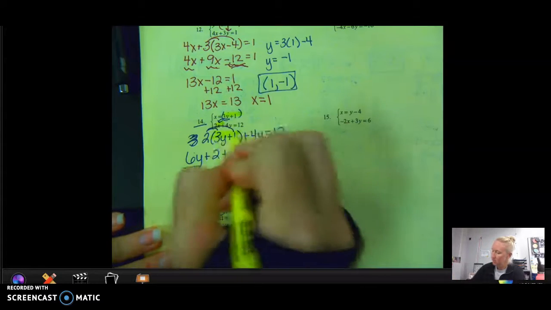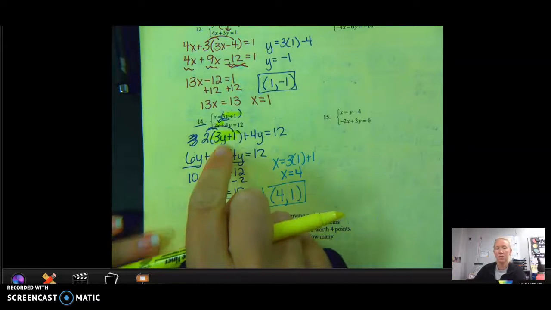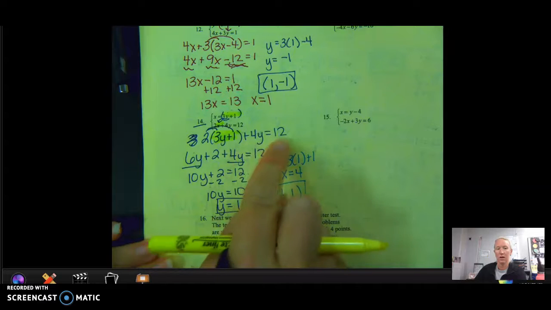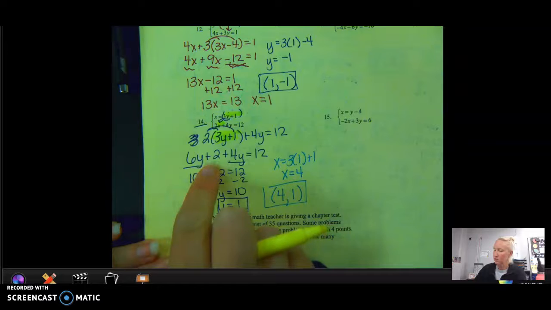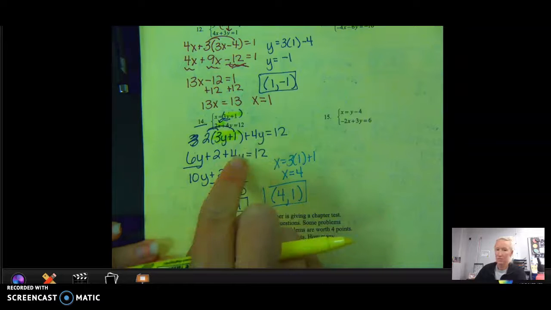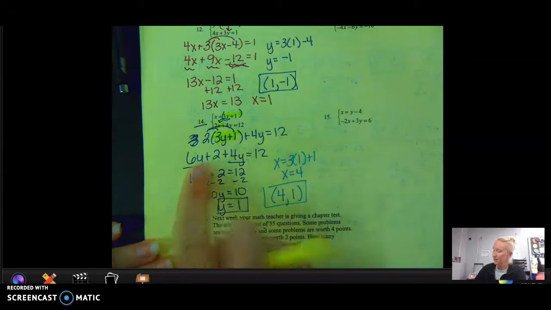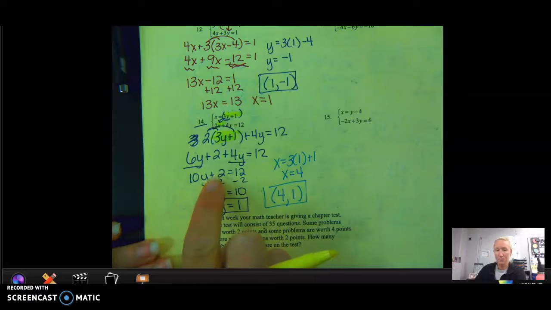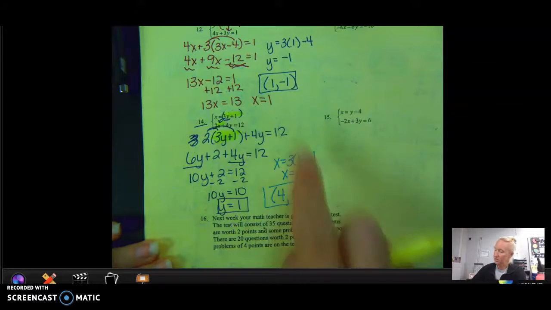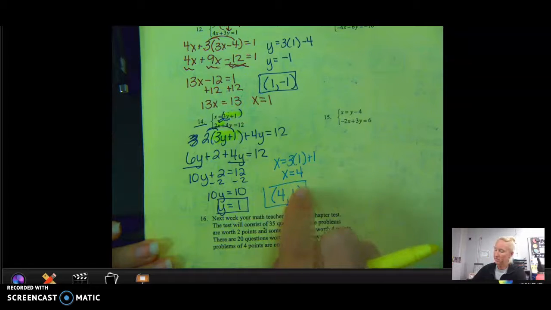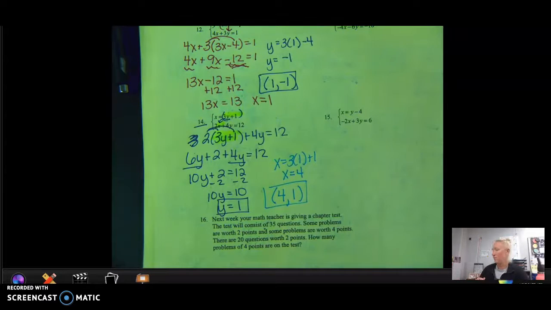So here's where it came. 2 is on the outside, plug in 3y plus 1, and then bring down the rest, 4y equals 12. I distribute and get 6y plus 2, bring this down, plus 4y equals 12. Combine like terms on the same side to get 10y plus 2 equals 12. Start getting y by itself, so I subtract 2 from both sides, and I get 10y equals 10. Divide by 10, and y equals 1. I then plug in the 1 for the y right here, so I do 3 times 1 plus 1. That gives me 4, so my point is at 4, 1.